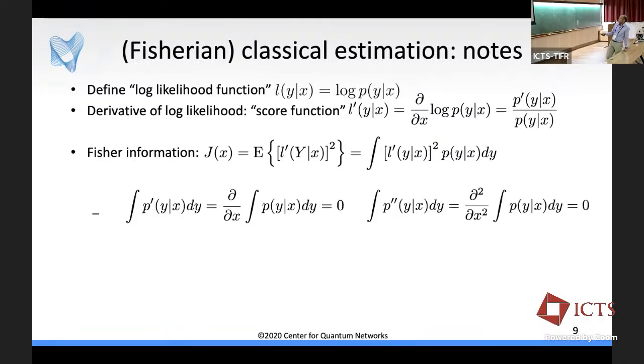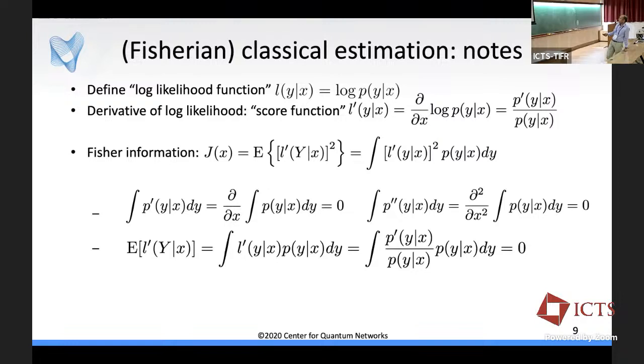So I'll take that definition. And now let's observe that if I were to look at this, the P prime in the numerator here, the L prime is just P prime over P, right? So if you look at P prime, take the integral with respect to Y, and I'm being sloppy here, I'm assuming that I can move around the derivative and the integral, which you can't always do, but let's say I can do that. The derivative of this P of Y given X is obviously zero because this integrates to one. That's the probability distribution. Similarly, the double derivative also is zero because that integrates to one.